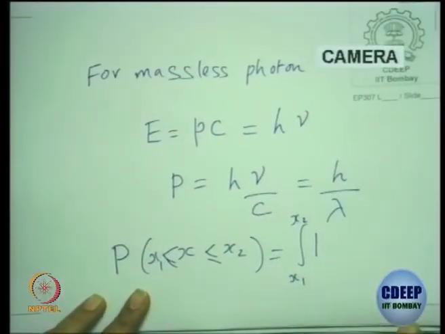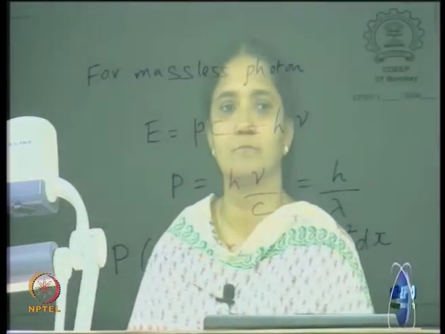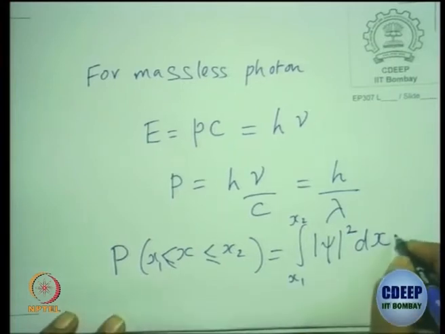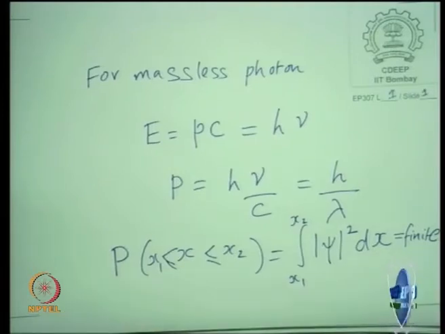So, P which we find for x lying between x1 and x2 is the integral from x1 to x2 of mod psi squared dx, and this has to be finite. Okay, the mod squared, we will do a box normalization.